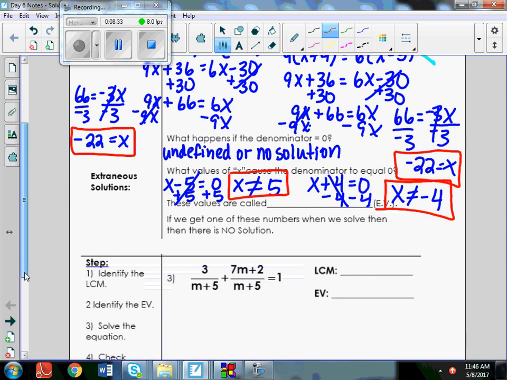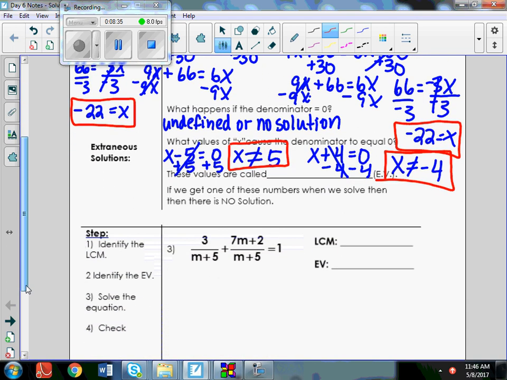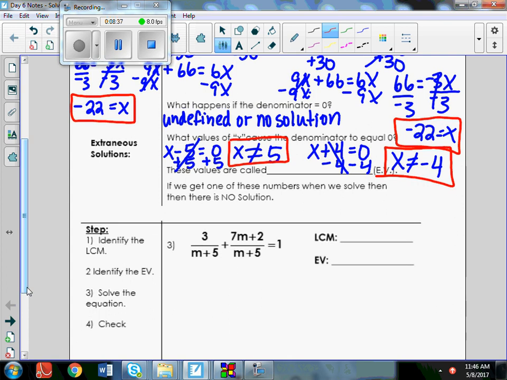So when you work with rationals, you always have to check for those extraneous solutions. We call them excluded values. And sometimes they use this abbreviation, E.V., excluded values. Okay, so you always have to consider what numbers would make the denominator equal to 0 and create no solution.